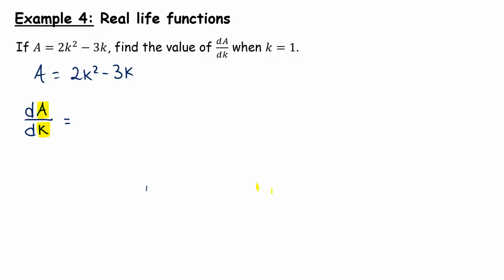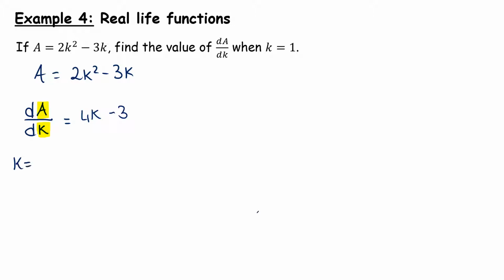So k is the thing that you are going to do the rule on. Okay, that's to bear in mind. k is the thing you're going to do the rule on. So just like with our x, effectively k is our x. Bring down the power, take one away from the power, and bring down the power, take one away from the power. Simple as that. Just don't let the letters confuse you. We need to be able to do this with any particular letters, especially at a higher level.